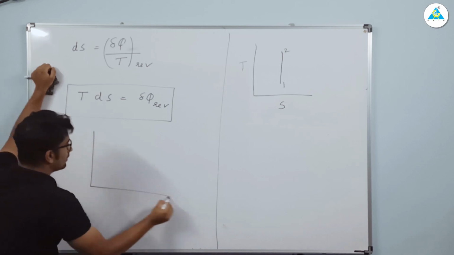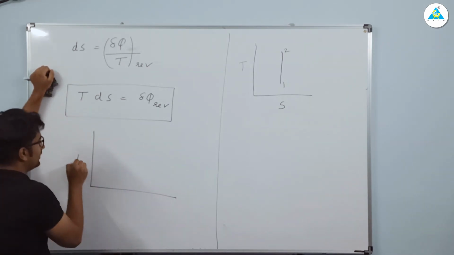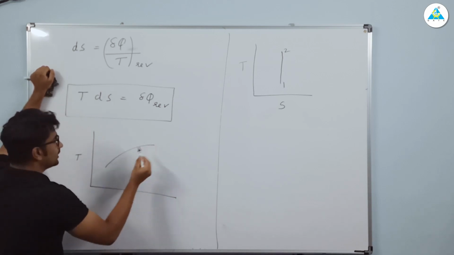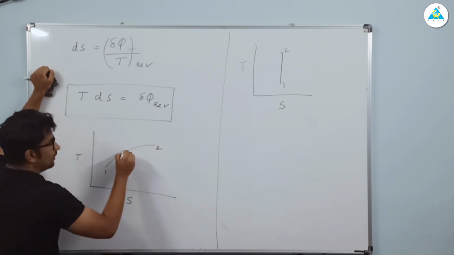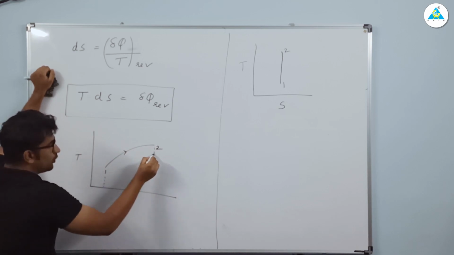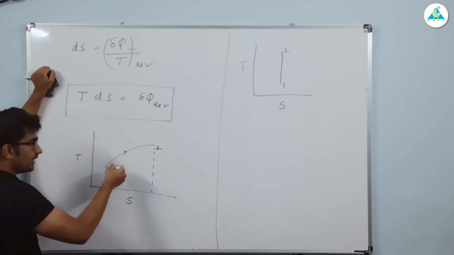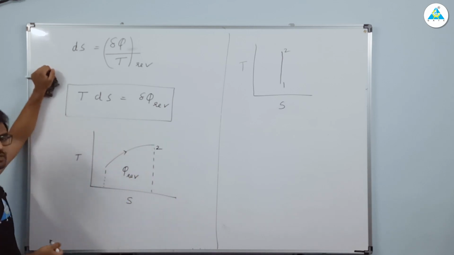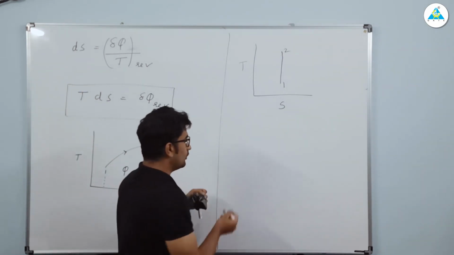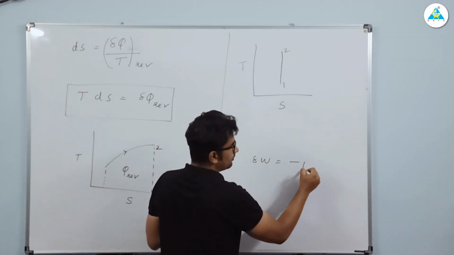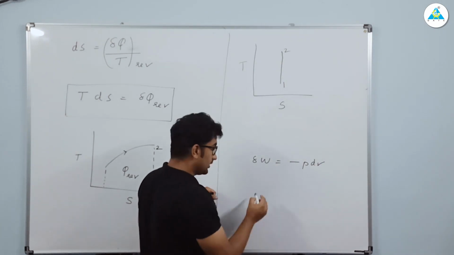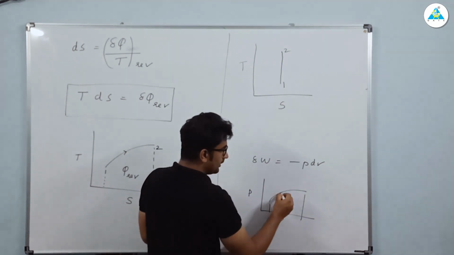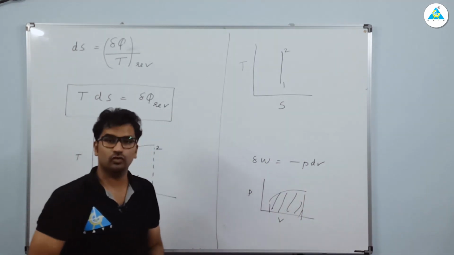Now, if it is a TS diagram, what will be the area under the TS diagram? The area under the TS diagram will give me the heat transfer during a reversible process. What is the meaning? If you remember, del W is equal to minus PdV. It was our closed system work, and we said in a PV diagram, the area under the curve will give you the work done.